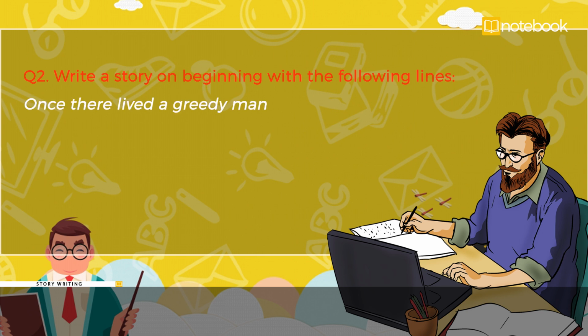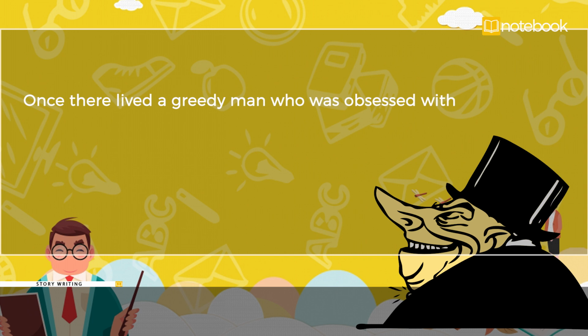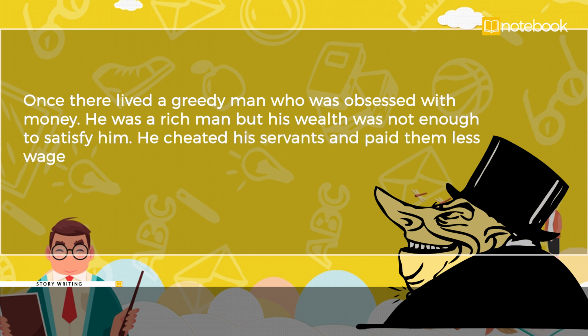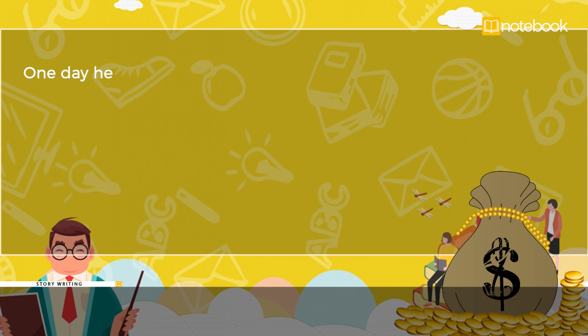Once there lived a greedy man who was obsessed with money. He was a rich man, but his wealth was not enough to satisfy him. He cheated his servants and paid them less wages. He was also a miser who did not spend money. One day, he lost a bag of gold coins. There were 50 gold coins in it.